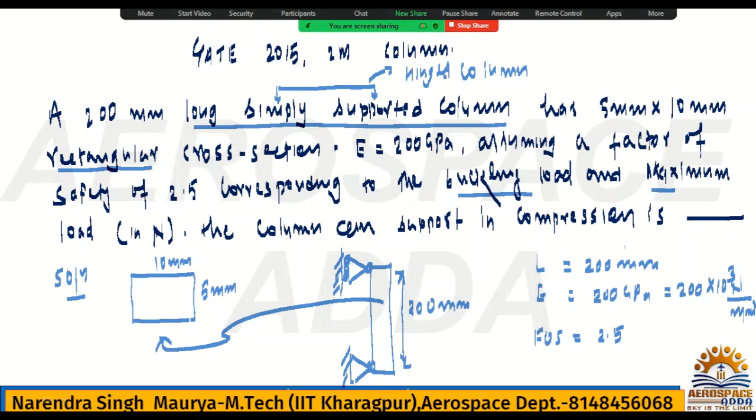Now here they are asking basically the critical loading, PCR, and the maximum loading, because the buckling load is the PCR load, right? You can get it easily, but with the help of the factor of safety, corresponding to the buckling load and maximum load, the column can support in compression. So the maximum load that the column can support in compression, they are asking. So actually here they are asking the maximum load.